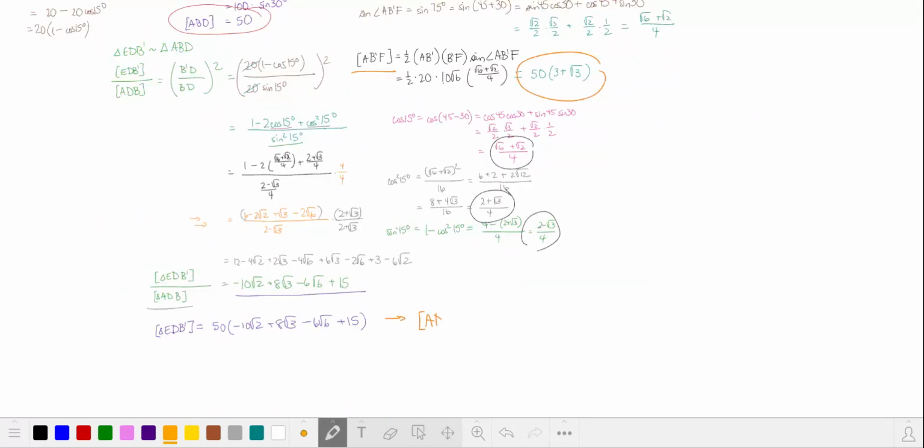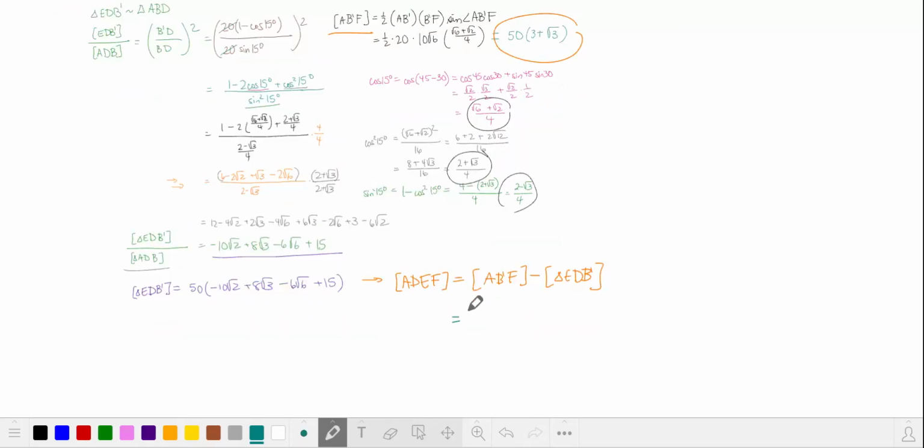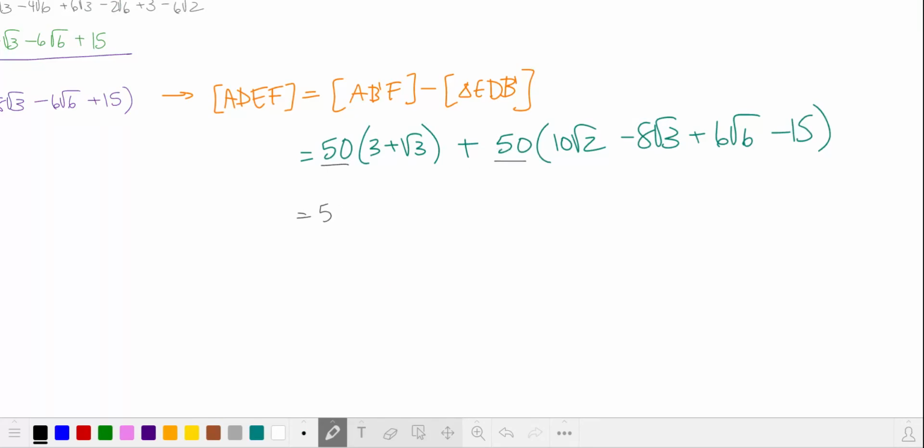Again, we're finding the area of the overlapped region, ADEF, and we're taking AB prime F and subtracting the area of that smaller triangle. And we'll substitute. And instead of subtracting this, I'm going to add plus 50 and then take the negative of each of these terms. So this becomes plus 10 root 2, minus 8 root 3, etc. I'll factor out the 50 from both of these, and we still have 10 root 2. These two give us a minus 7 root 3, and then we have a 3 and a minus 15, so that's minus 12.